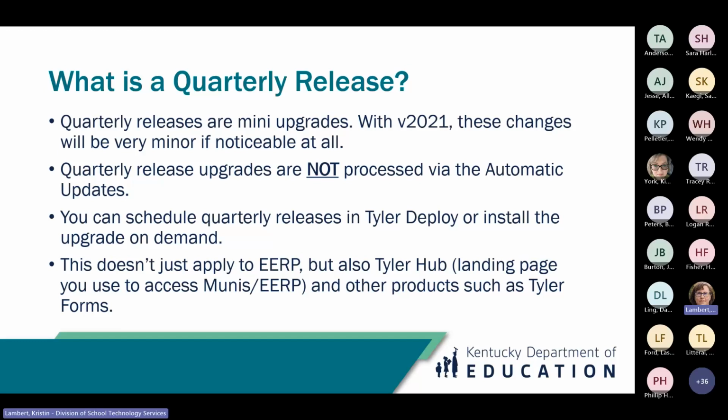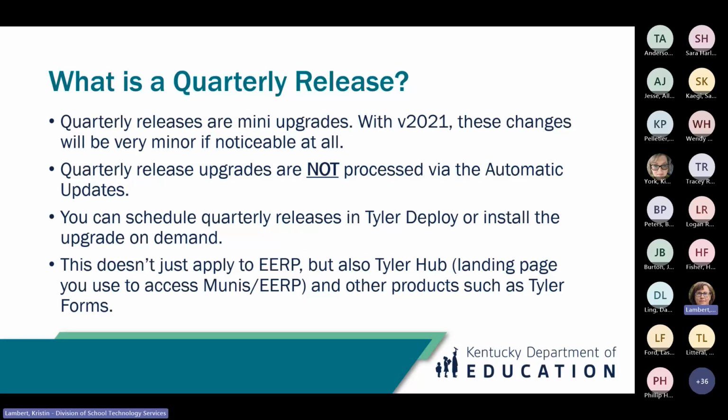Okay, so let's circle back and talk about quarterly releases, the whole reason why we're here. A quarterly release is a mini upgrade. With version 2021, these changes are going to be very minor, if noticeable at all. It's not going to be like jumping from 11.3 to version 2019 or 2019 to version 2021. We're still using version 2021. It's just a small incremental change.